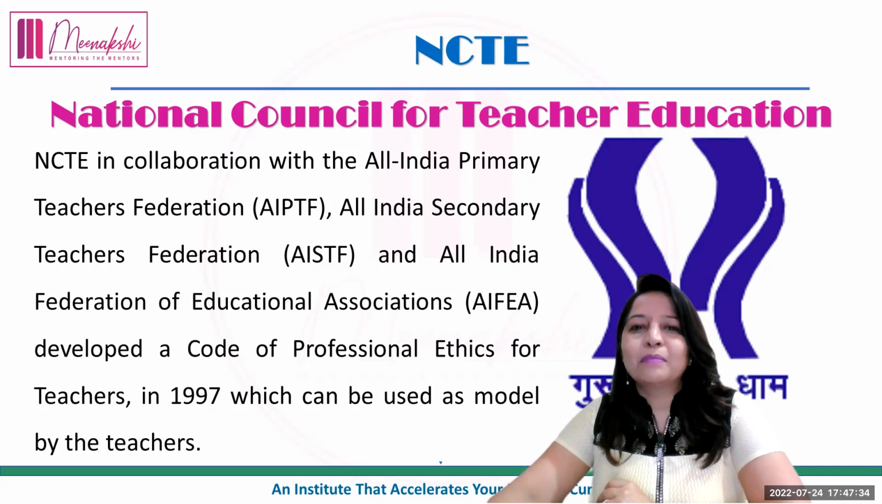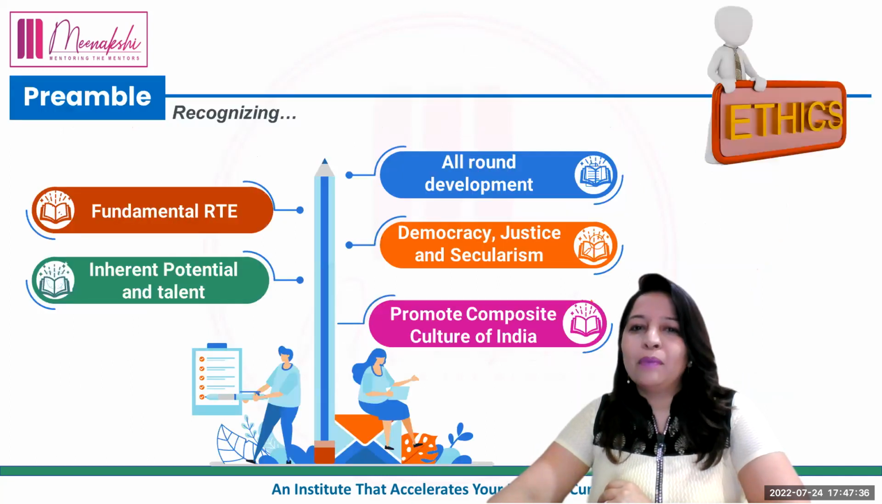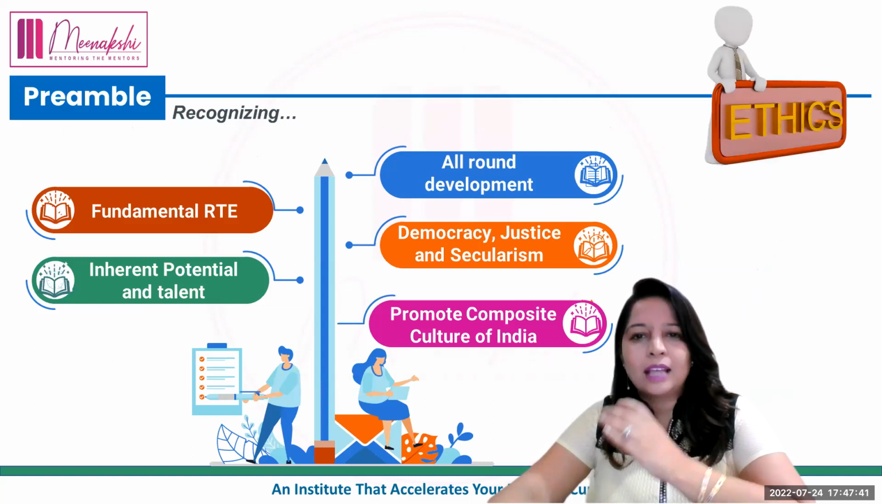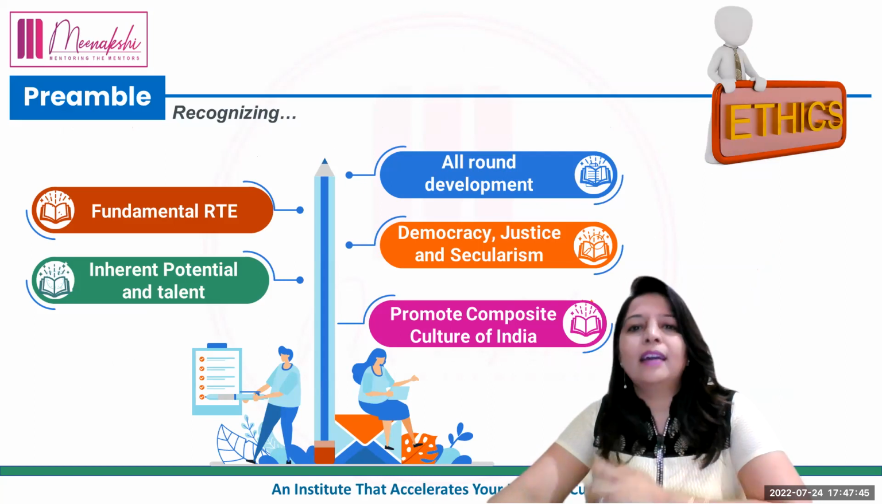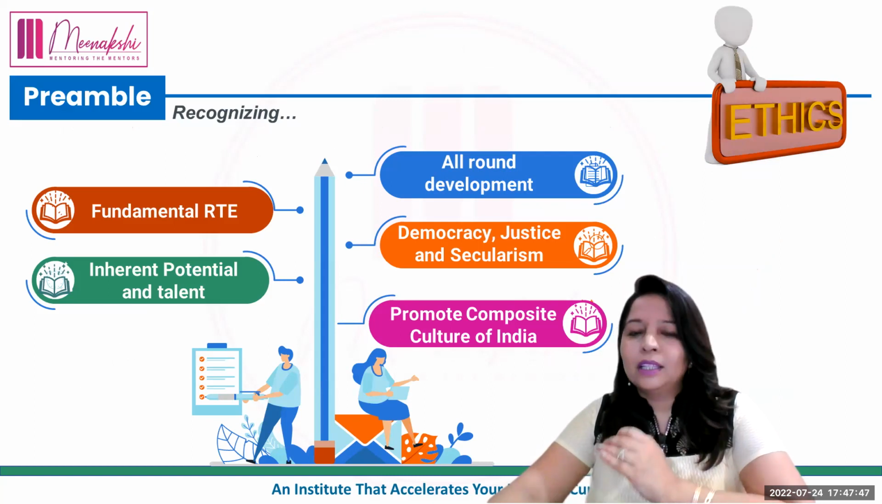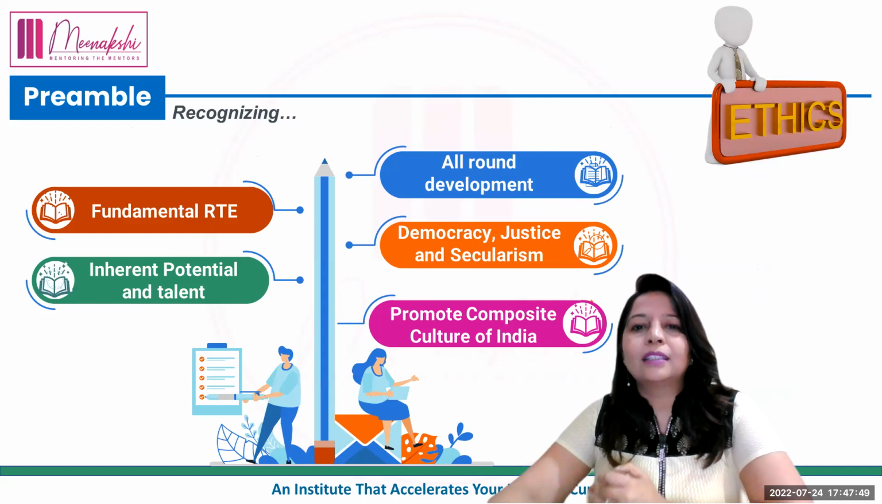First of all, let us begin with the preamble. The preamble has 10 points listed in it, as our Indian Constitution has a preamble which has the main points of what is there in the Constitution. So there is a preamble for this code of conduct as well. So what is listed over here in this code of conduct?